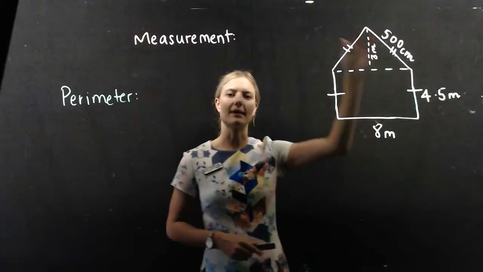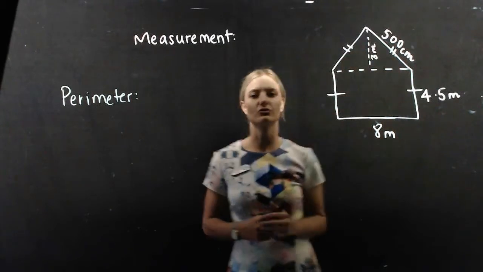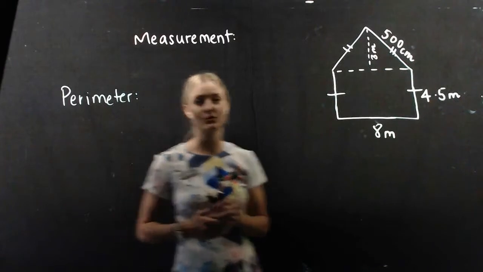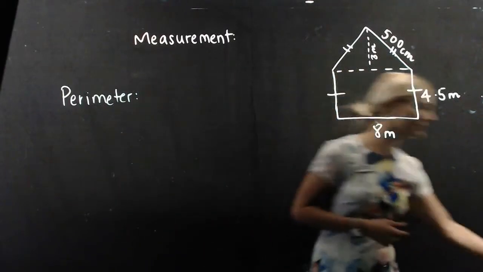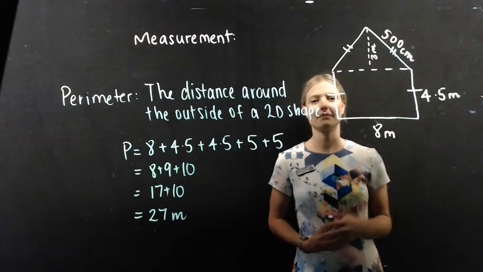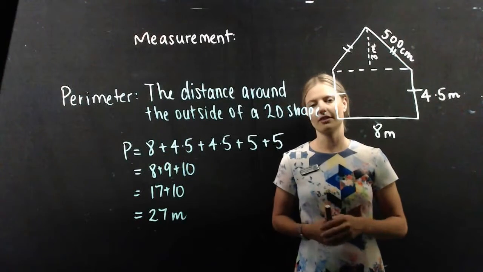This angled line here is 500 centimeters, and over here is also 500 centimeters. These 5 sides need to be added in order to calculate the perimeter of the shape. As there are both meters and centimeters within this 2D shape, we need to make sure that we convert them so that they're all the same unit.